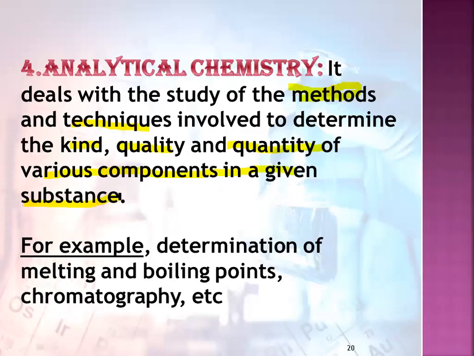What will he analyze in the blood sample? The quantity or quality of hemoglobin, the amount of WBCs, RBCs, leukocytes, everything. Whatever components are present in the blood sample, if a chemist wants to analyze it, obviously he will use some methods and techniques. For this, he will study analytical chemistry. If you want to analyze any chemical substance, you will study it under the heading of analytical chemistry.